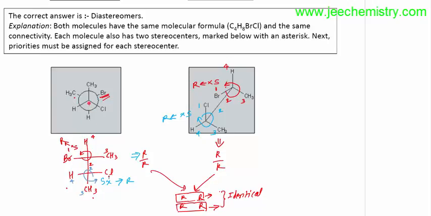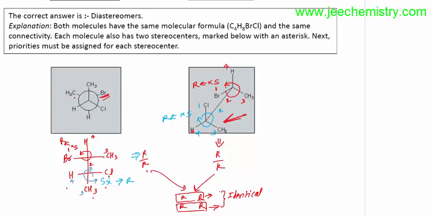Now this H is in the downward side, so it will be on the upper side. Now we have to find the configuration of these two. This is an R configuration, R and R configuration. I have to see from the left side and the right side, which means we have to view from the right side. This is Sawhorse projection formula.